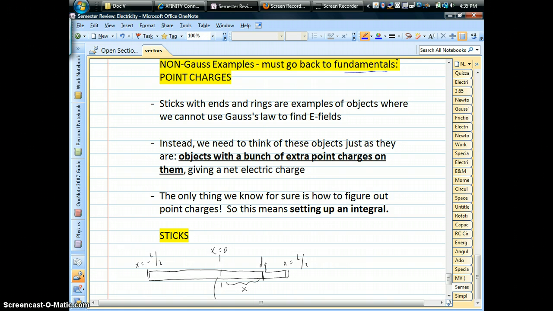That is, we have to think of objects as they really are when they have charge, and that's a bunch of point charges. That's okay though, because point charges are the one thing we know how to do exactly. We know electric fields go as kq over r squared, and we know that potentials go as kq over r.